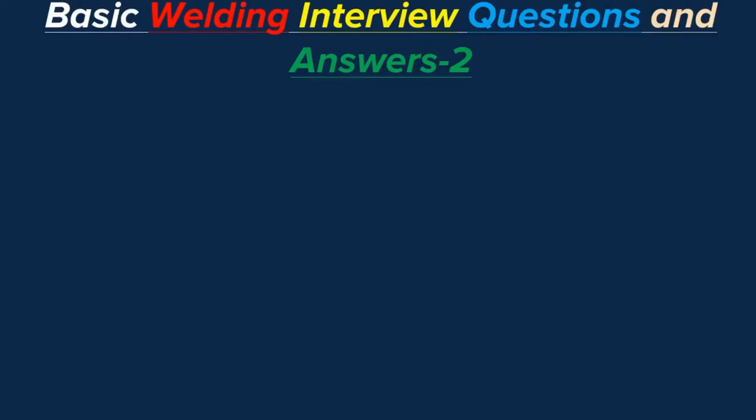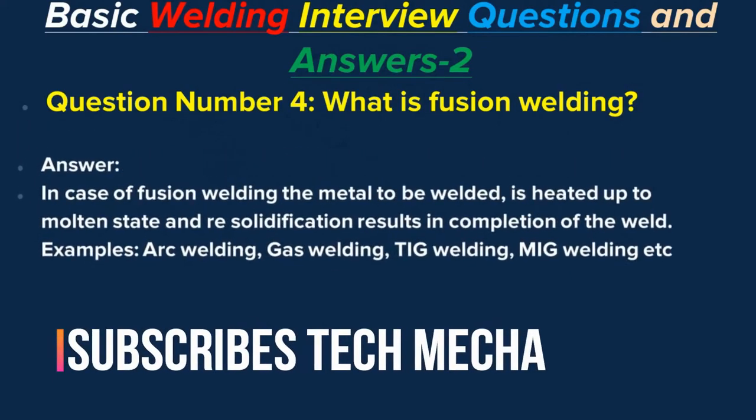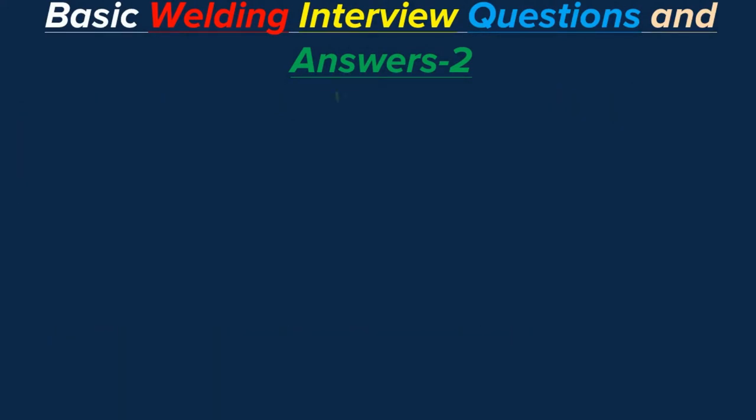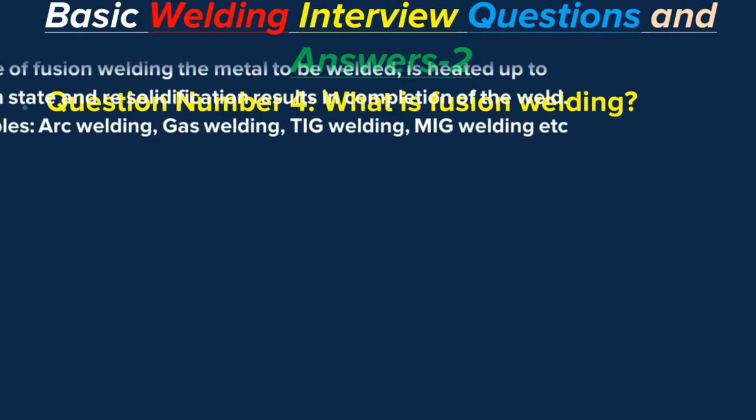Question number 4. What is fusion welding? Answer. In case of fusion welding, the metal to be welded is heated up to a molten state and its solidification results in completion of the weld. Examples: arc welding, gas welding, TIG welding, MIG welding, etc.